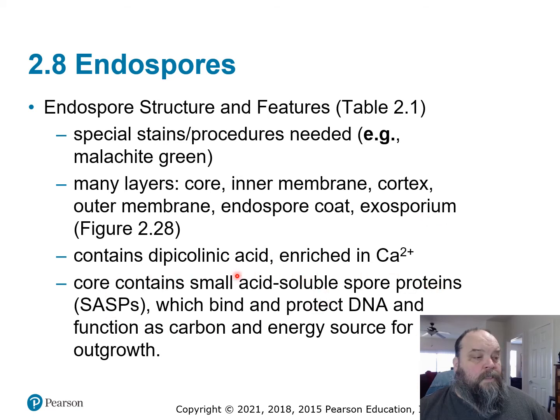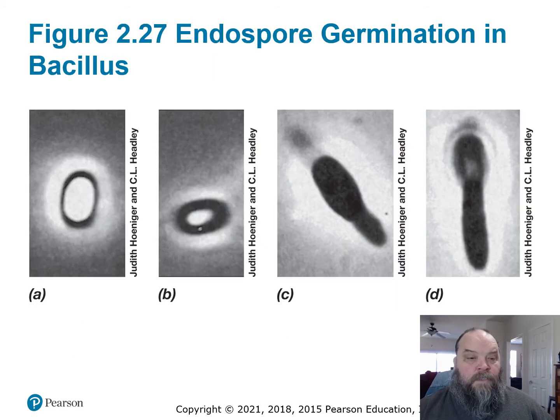The core at the center, where the chromosomes and the different enzymes would be, is going to contain what are called SASPs, small acid-soluble spore proteins. These will bind and protect the DNA. And when it's time for that spore to open up and release a vegetative cell during germination, these will become the carbon energy source for that new vegetative cell.